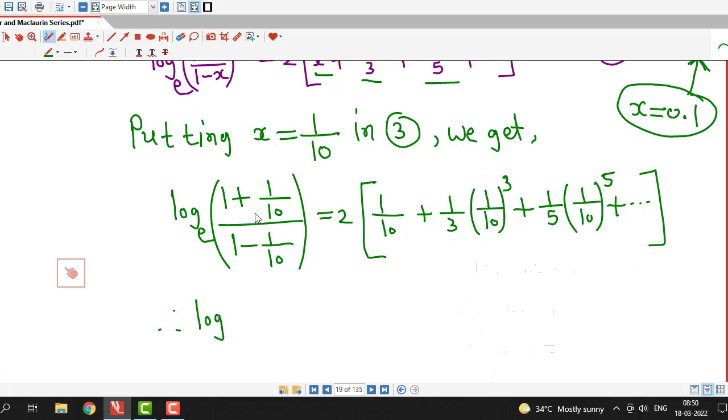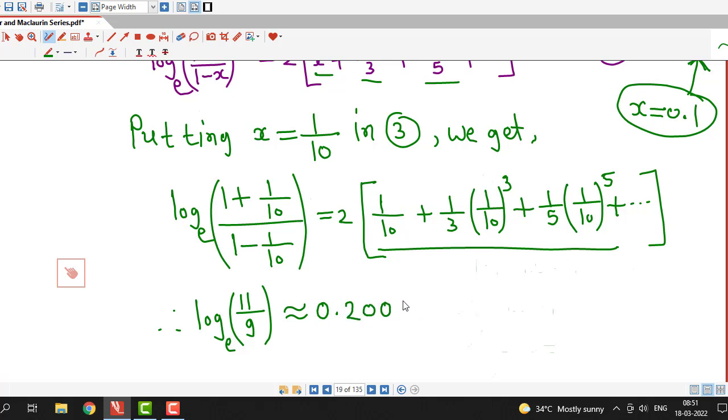So if I take LCM, I will have 10 plus 1, that is 11 by 10, and here I will have 10 minus 1, that is 9 by 10, and 10 will cancel out. And if we use a scientific calculator and calculate all these things, we obtain that the approximate value of log 11 by 9 up to 5 decimal places is 0.20067. This I have calculated using my scientific calculator.